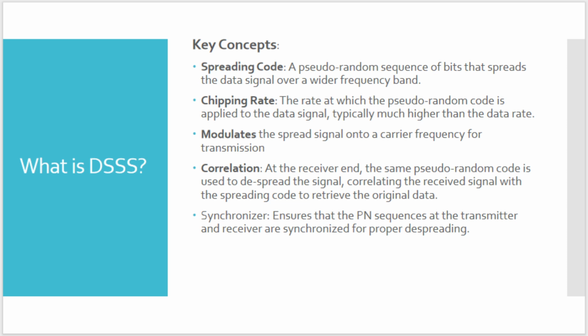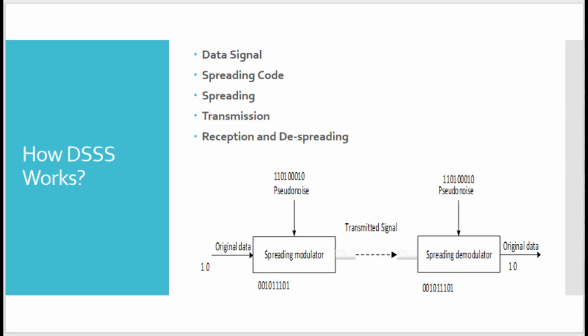Correlation. At the receiving end, the same pseudo random code is used to de-spread the signal, correlating the received signal with the spreading code to recover the original data. Synchronization ensures that the PN sequences at the transmitter and receiver are synchronized for proper de-spreading.